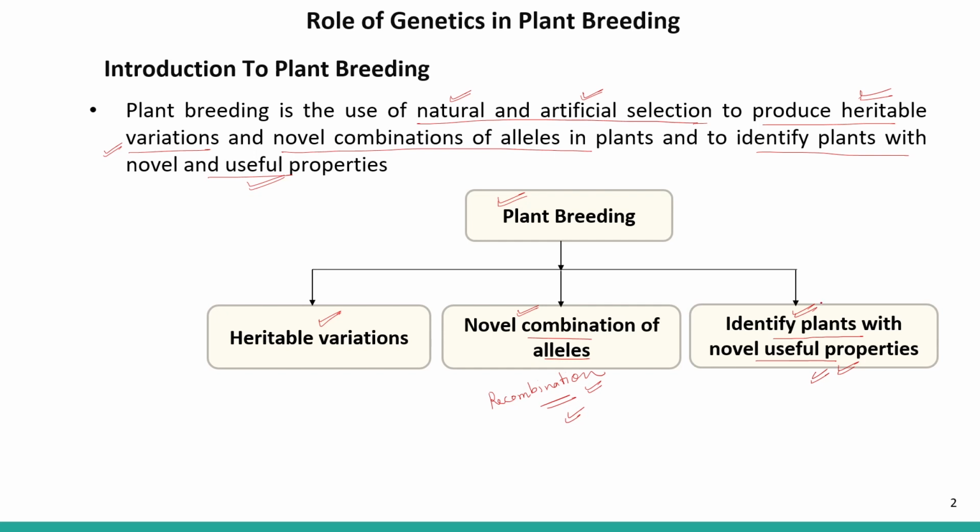Okay, so again, plant breeding is the use of natural and artificial selection to produce heritable variations and novel combinations of alleles in the plants, and to identify plants with novel and useful properties. This is plant breeding.